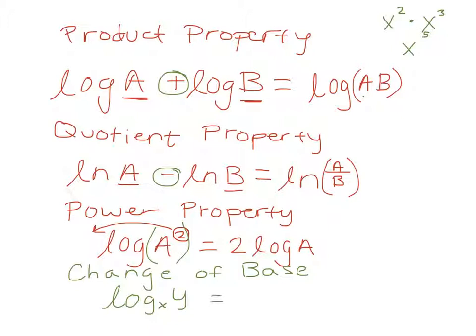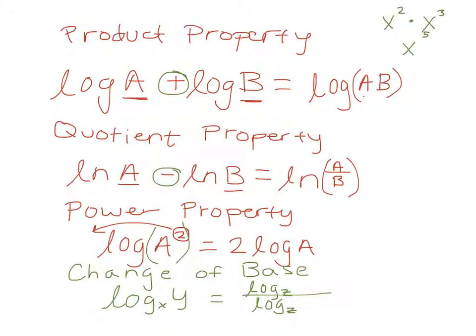And the way that you change that base is to make it a quotient of two logs. And the new base can be anything you want as long as it's the same. So I'm just going to call that log base z, okay? And it can be anything you want. It could be log base 10, it could be log base e, it could be log base 3, it could be anything you want as long as it's the same.